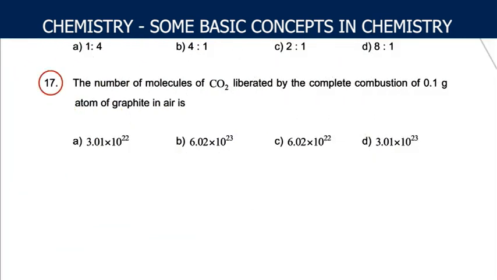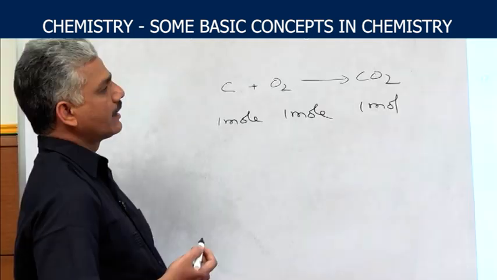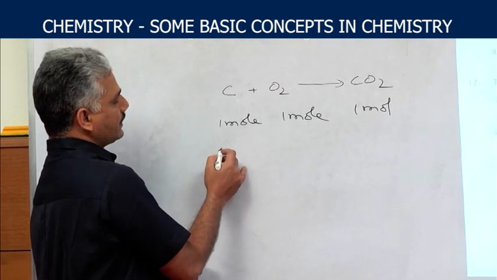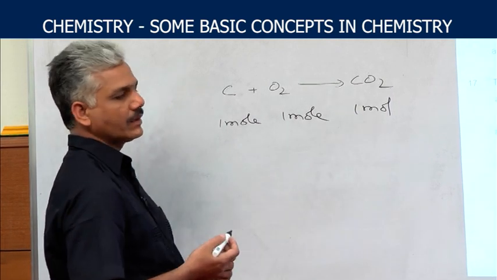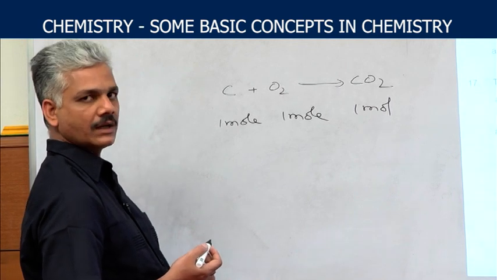The number of molecules of carbon dioxide liberated by the complete combustion of 0.1 gram atom of graphite in air is? Graphite is an allotropic form of carbon. So, the corresponding equation is C plus O2 gives CO2. So, 1 mole of carbon reacts with 1 mole of oxygen to give 1 mole of carbon dioxide. 1 mole is equal to 1 gram atom. So, 1 mole or 1 gram atom gives 1 mole of carbon dioxide or 1 gram atom of carbon dioxide.